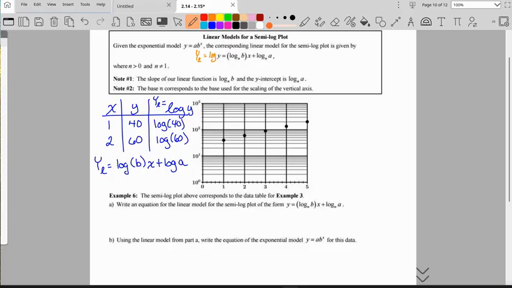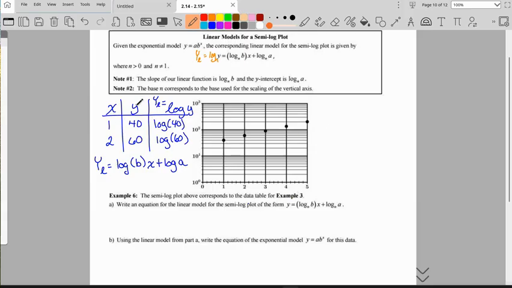This linear model, because that's on the logarithmically scaled y, is going to be log base n of b times x plus log base n of a. And of course, we're choosing log base 10 because we're scaling the y-axis with a base of 10. In example 6, it tells us to use the data from table 3, which is graphed here.